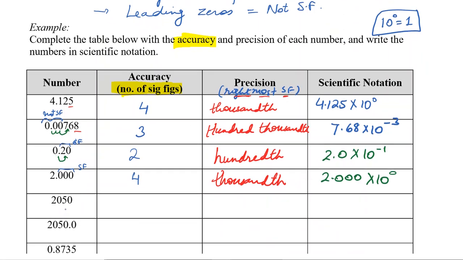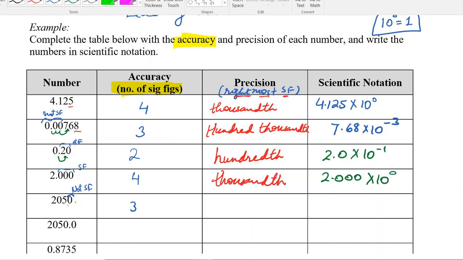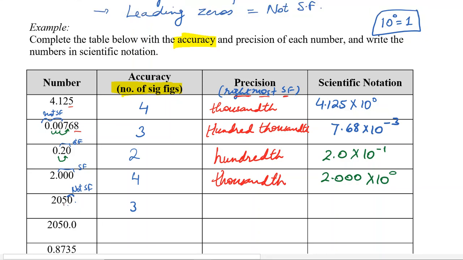In 2050, we know that trailing zeros before the decimal are not significant. If there is no decimal, we think that the decimal is at the end of the number. So this is a trailing zero before the decimal, so this zero is not significant. So the number of sig figs is only 3. And the precision is the rightmost sig fig, which is 5 here. So precision is 10.